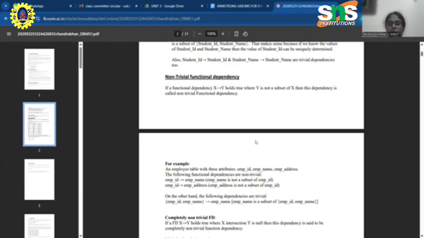Consider an employee table with three attributes, employee ID, employee name, and address. Here, the following functional dependencies are considered non-trivial. Employee ID can determine employee name, where employee name is not a subset of employee ID. Similarly, employee ID can determine the address of the employee. Here also, employee address is not a subset of employee ID. However, employee ID and employee name together can determine employee name, where employee name is a subset of employee ID and name.